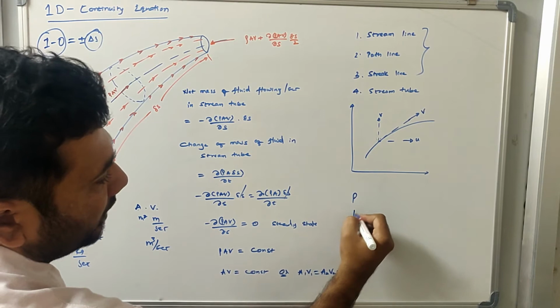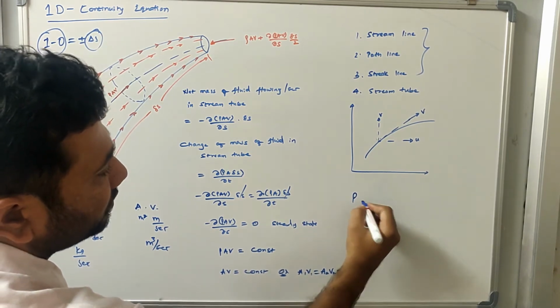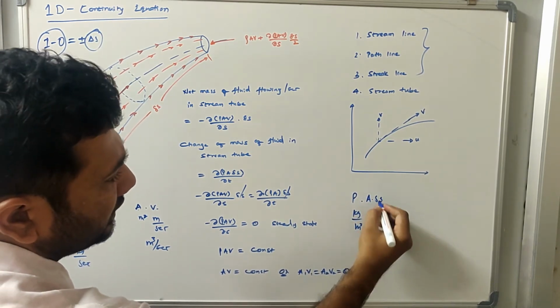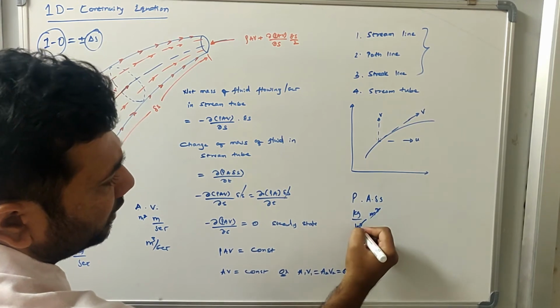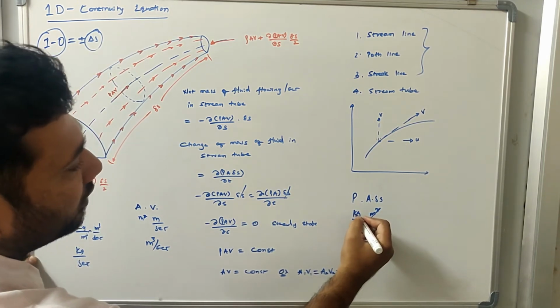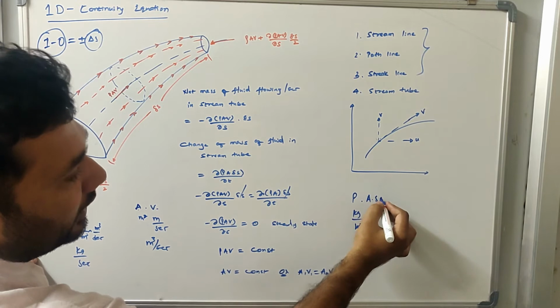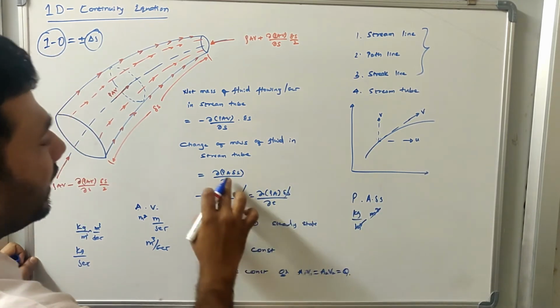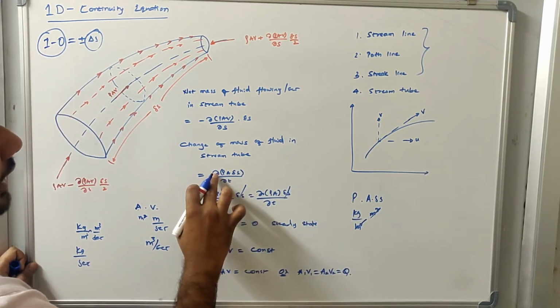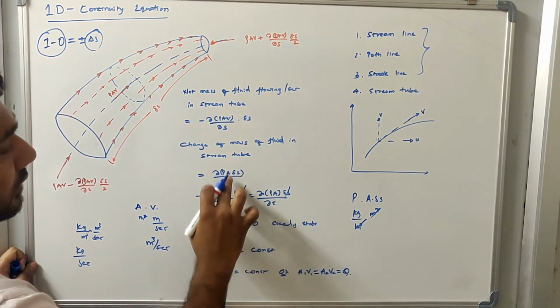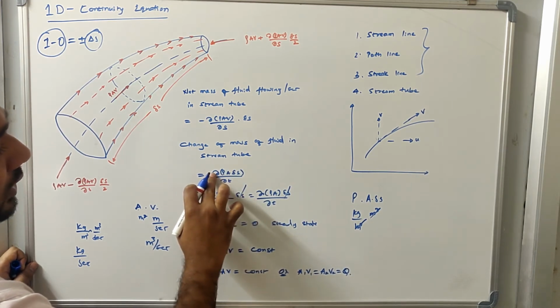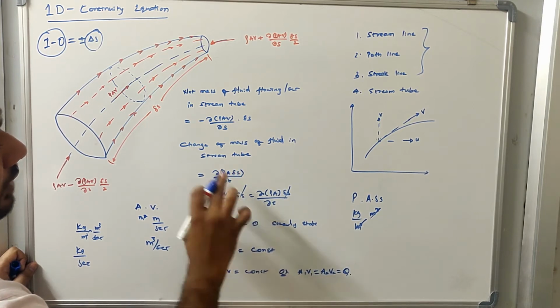I hope you remember this: rho is represented by kg per meter cube. A into delta S is representing meter cube. So meter cube will get cancelled and it is left over with kg. So rho A delta S is representing the mass, right? So we need to take the derivative of mass with respect to time. So the partial derivative of rho A delta S divided by ∂T.